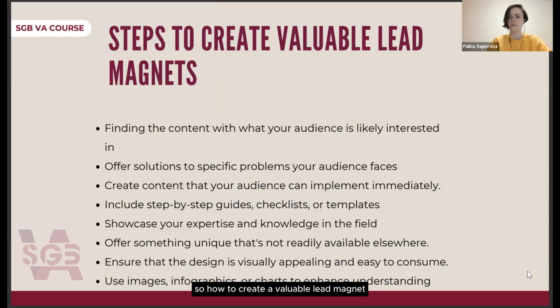So how to create a valuable lead magnet? First of all, you should find the content that will be interesting to your audience.